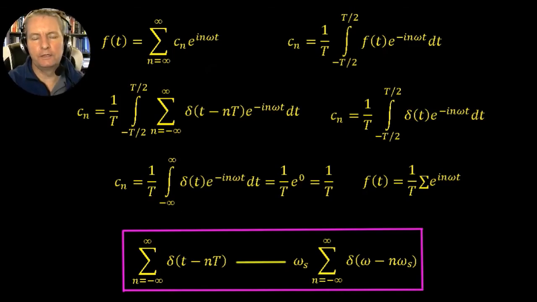So an impulse train in the time domain will give you an impulse train in the frequency domain. And if in the time domain the pulses are very close together, then in the frequency domain they'll be very wide apart. If in the time domain the impulses are very wide apart, in the frequency domain they'll be very close together, because there's an inverse relationship between time and frequency.